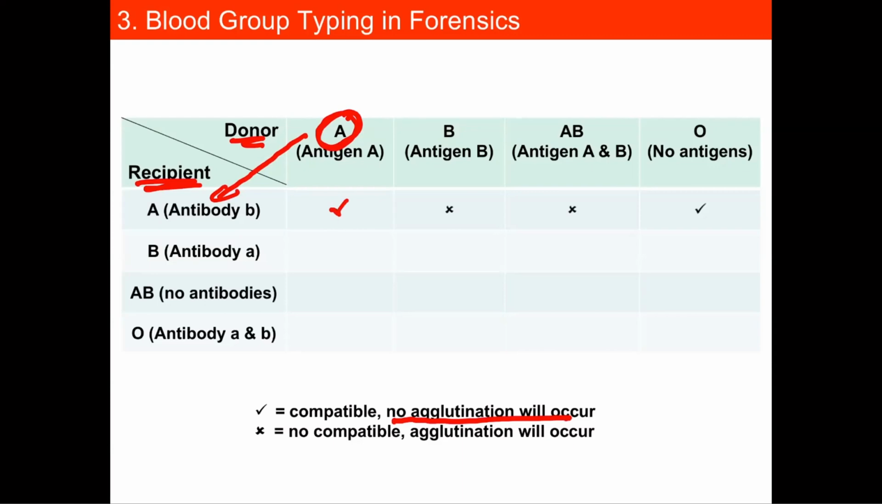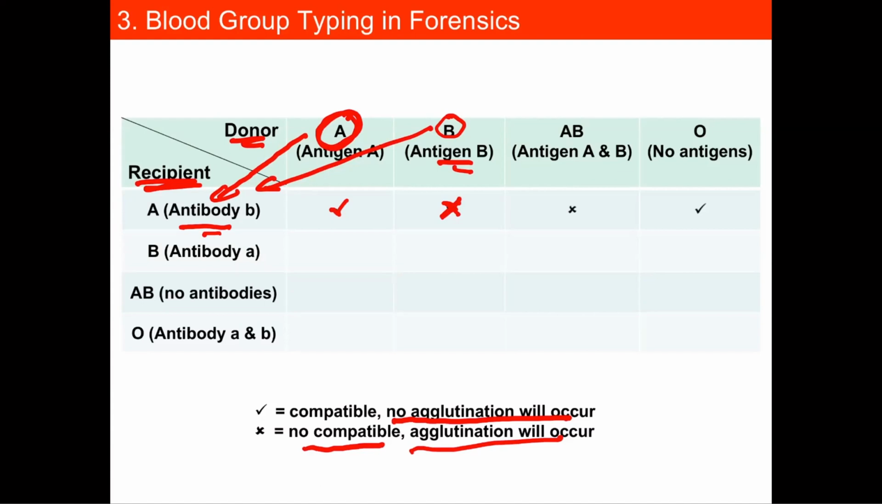So can A donate blood to A? Yes. Now, can B donate to A? Remember, B has antigen B, and blood group A has antibody B. So if antibody B binds to antigen B, there will be clumping. And if there is clumping, that means you are not compatible, and hence B cannot donate to A.